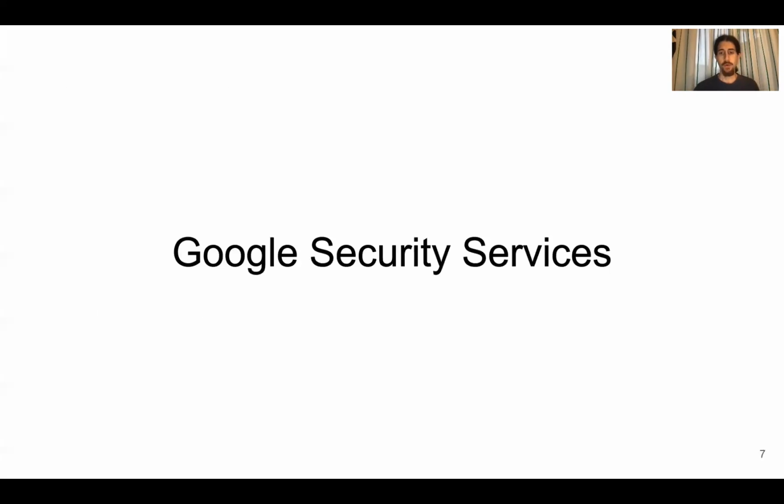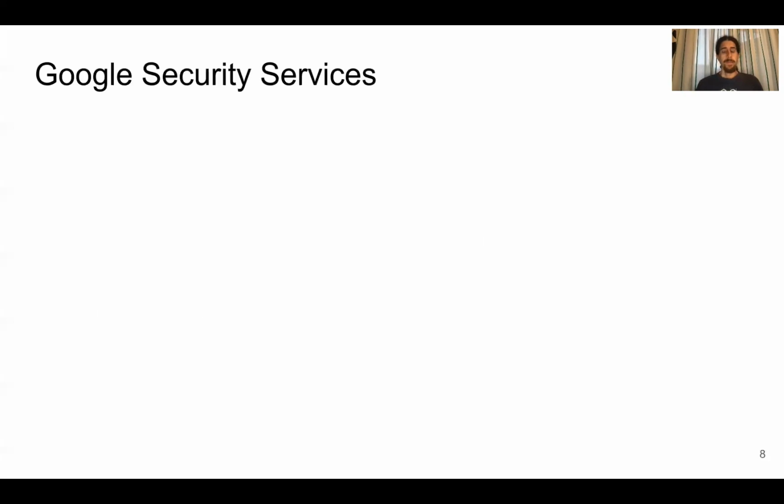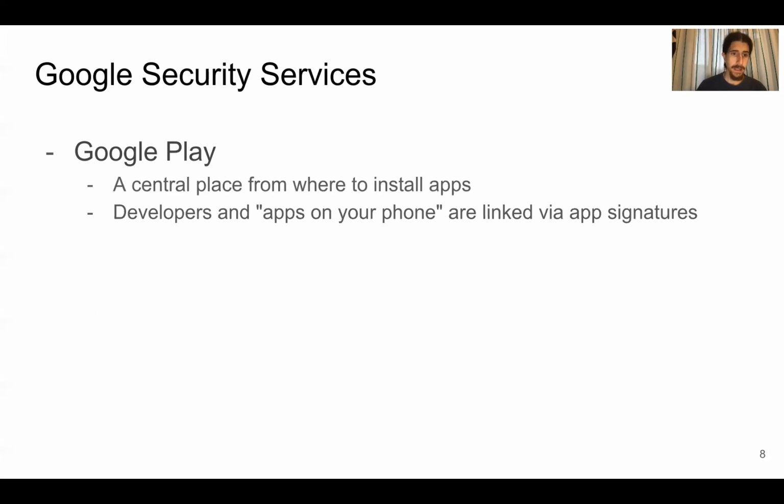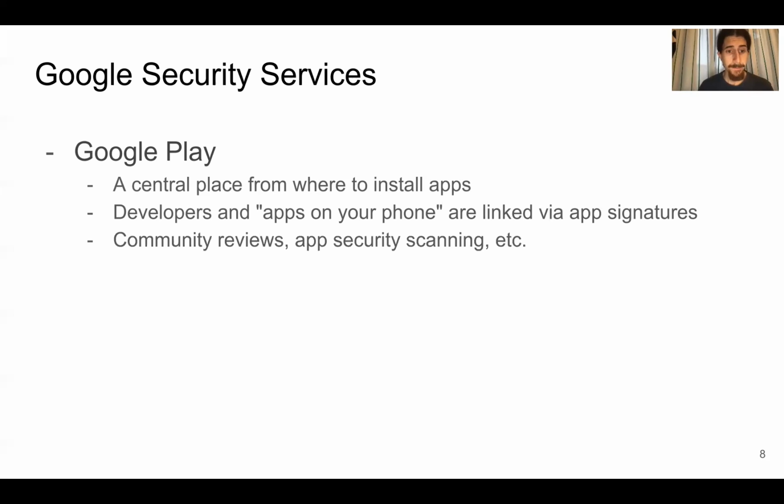All right, so Google security services. The first thing is Google Play. Google Play is the store where you can download applications, and it's somehow a central place you can go when you want to download applications. The developers and the apps on your phone are linked via application signatures, as we have seen already. And the fact that there is a centralized store allows to have reviews.